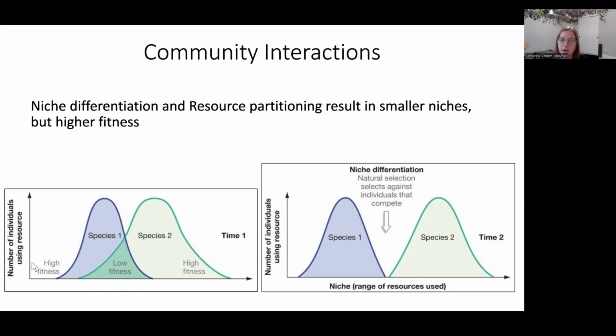Here, this first graph is our setup. We have number of individuals using the resource, and we have our niche range on the x-axis. So we have species 1, and we have species 2. If they were both alone, they would have high fitness, but where they overlap, both of them have a lower fitness. So instead of maintaining this lower fitness, they both shrink their niches, they differentiate their niches so they are no longer overlapping, and now they both have a higher fitness. Now, again, this is not conscious. Animals are not thinking about this. This is just how they compete and how they tend to interact within a community.